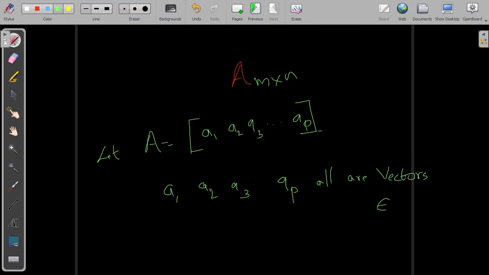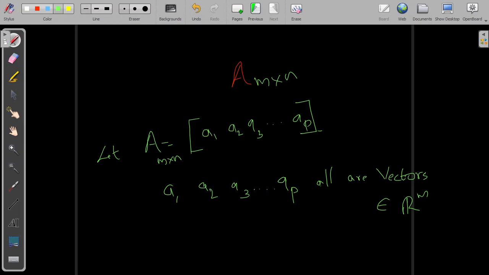Vectors belong to Rm. A is a matrix of order m by n. That means m number of rows will be there, and n number of columns will be there. So A1, A2, A3, etc., AP all are vectors belonging to Rm, because m number of entries will be there, because the number of rows equals m.